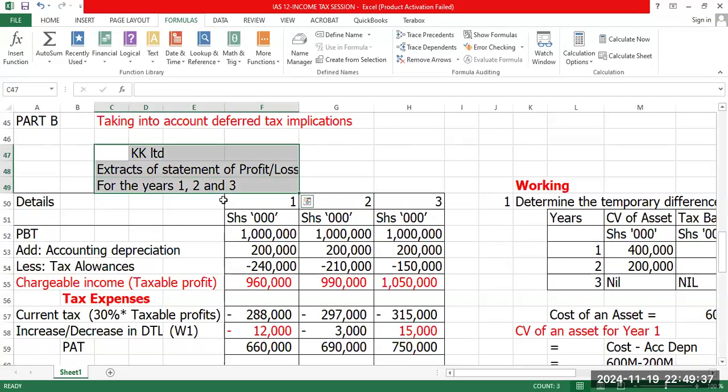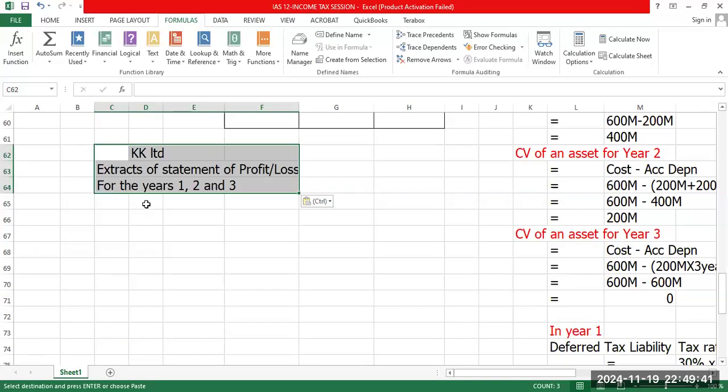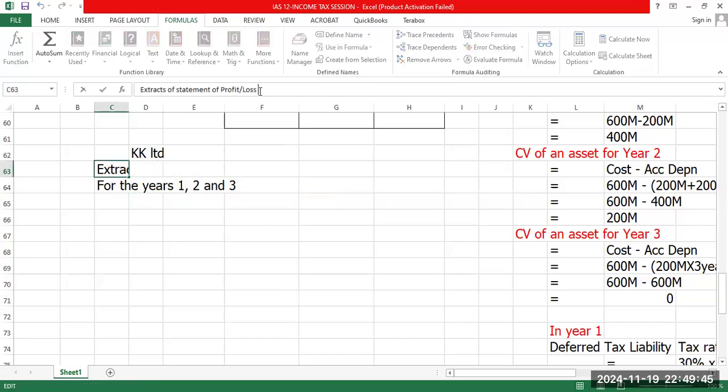Finally, now the last one, which is the balance sheet. It doesn't take time. It's just 3 items. Extracts of statement of financial position. That's why we can't finish in this paper. By the time you finish question 1, you're disorganized.